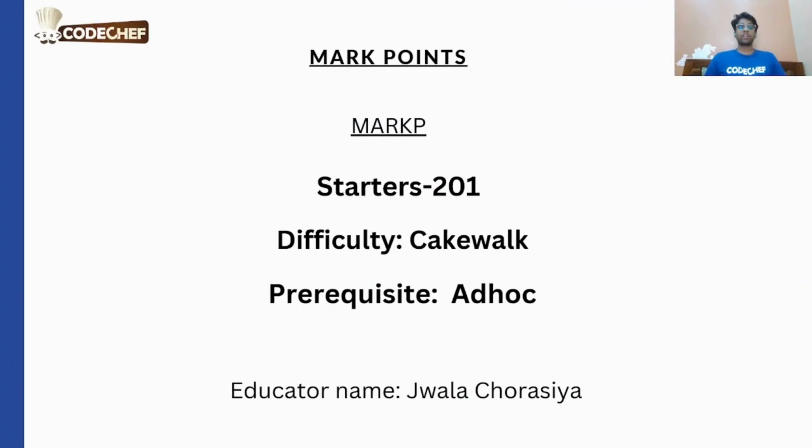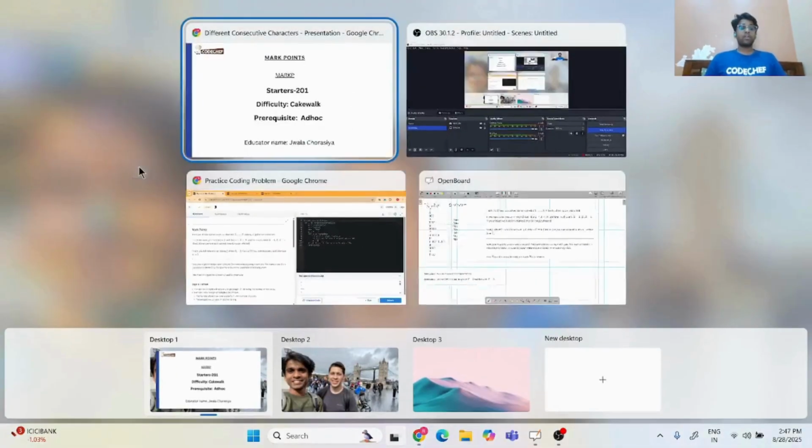Myself Jwala Charasi and today we are going to solve the problem which came into Starters 201. The name of the problem is Mark Points and the problem code is MARKP. The difficulty rating of the problem is cakewalk and the prerequisite is adhoc. Let's start with reading the problem statement over here.